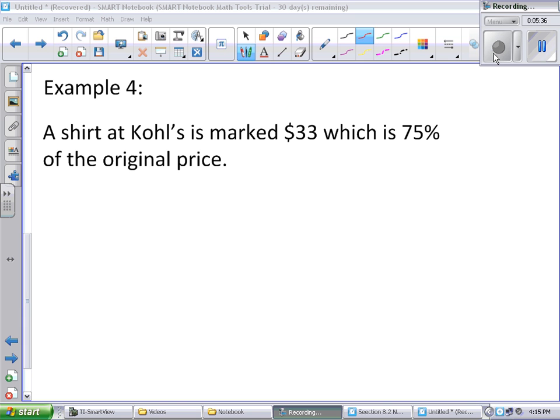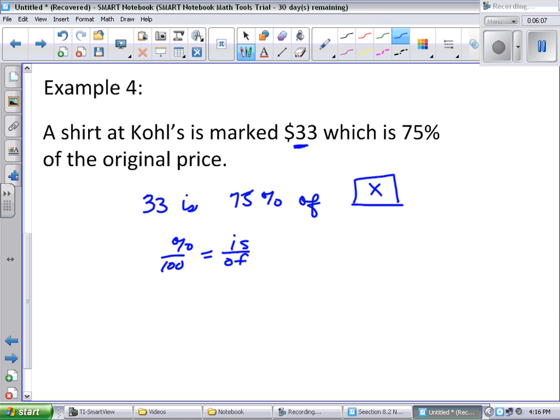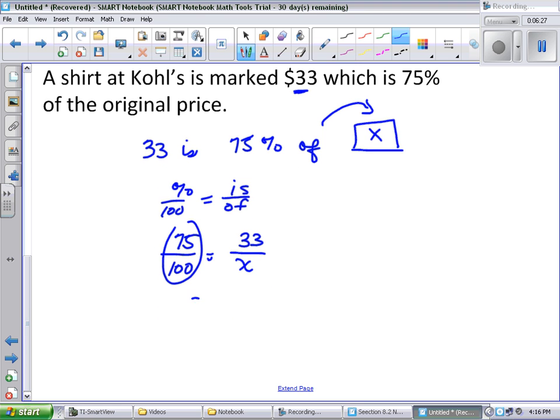A shirt at Kohl's is marked $33, which is 75% of the original price. $33 is 75% of the original price, and I'm going to call the original price X. And then I'll set this up as a proportion. Percent over 100 equals the is over the of. Percent is 75. That goes over 100. The is 33. And the of is what I'm looking for. It is X. So now I notice that that reduces real quickly, and I won't need to use the calculator if I reduce that to 3/4. 3/4 is equal to 33 over X.